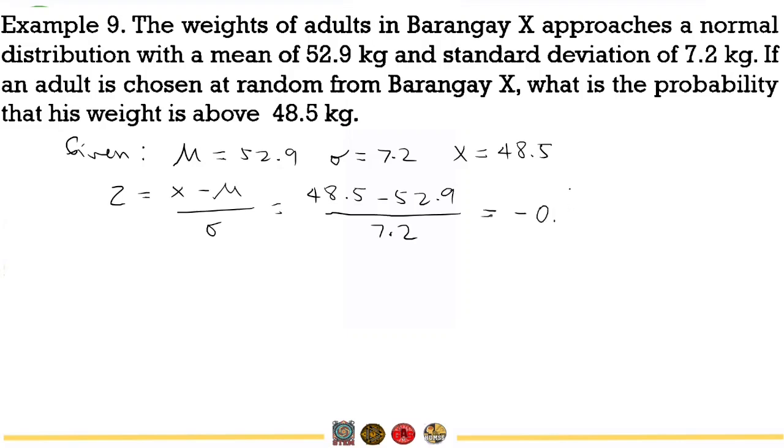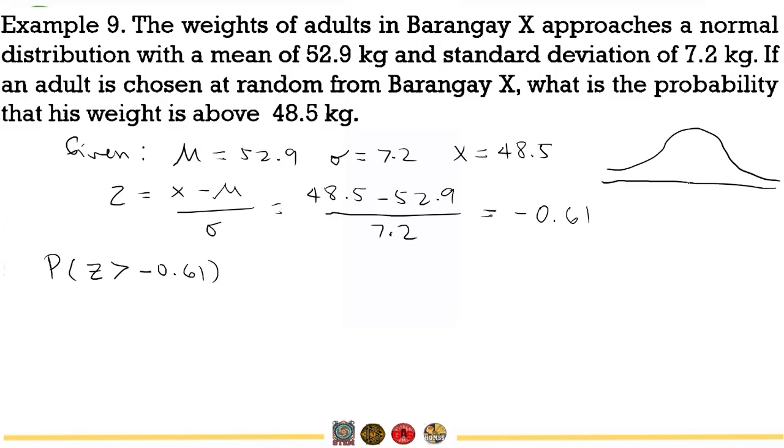Negative 0.61. So rounded off to two decimal places, it is negative 0.61. So let's have the notation. P of z is greater than negative 0.61.